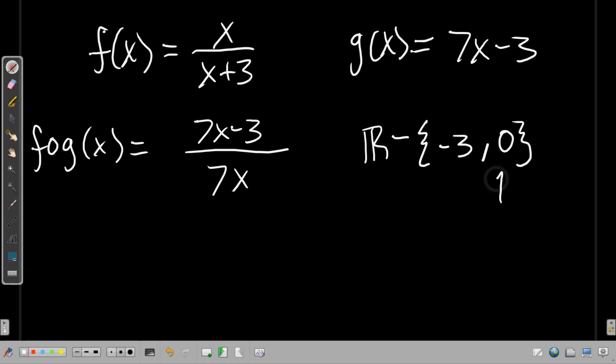It wouldn't be something like 3/7, right? Even though the root of g is 3/7, g doesn't have any domain restrictions, so f circle g doesn't inherit any problems from g.